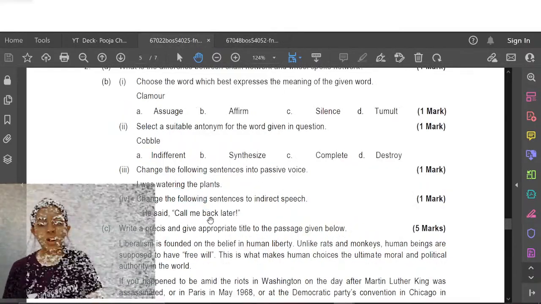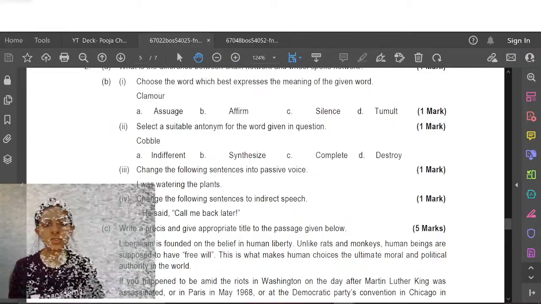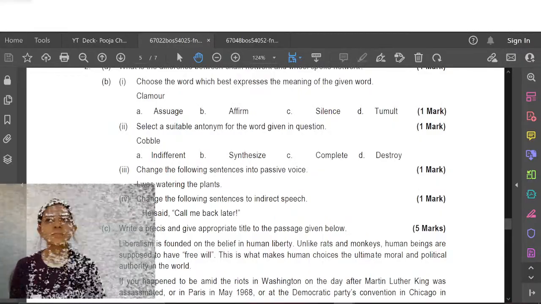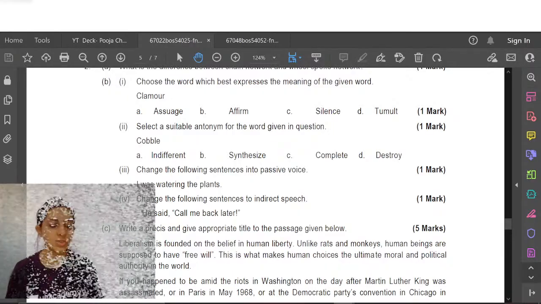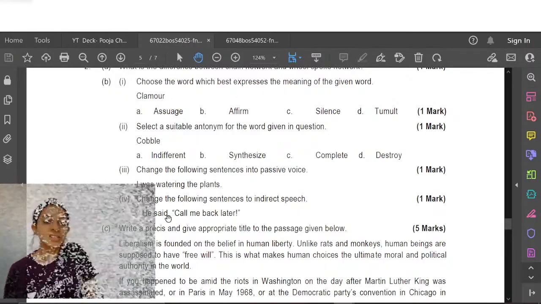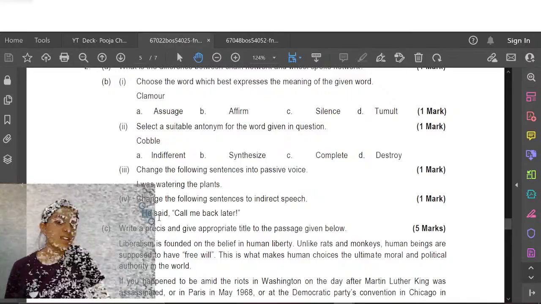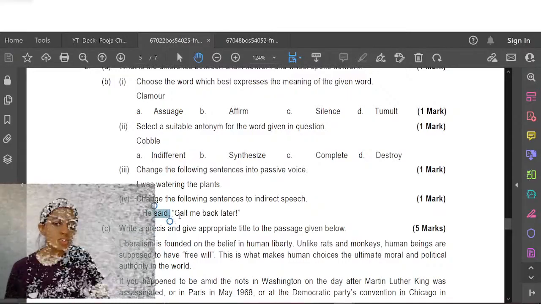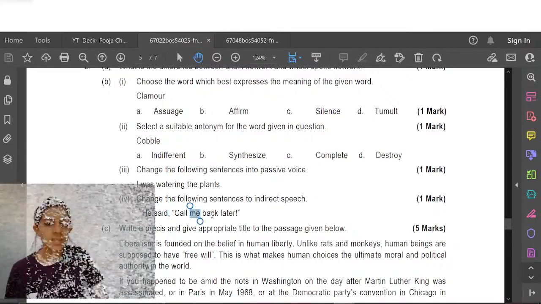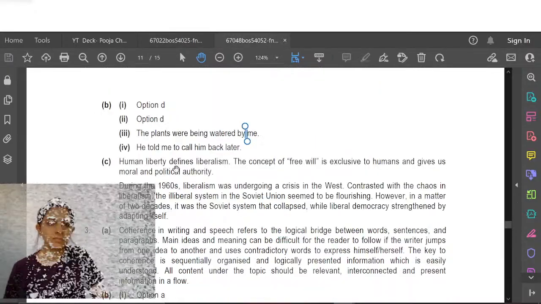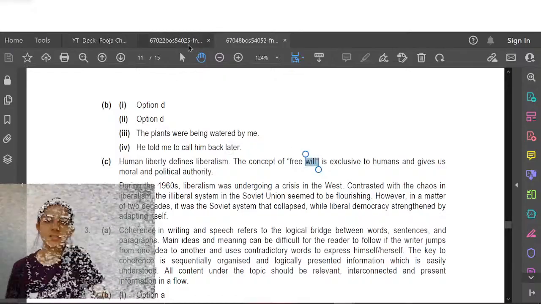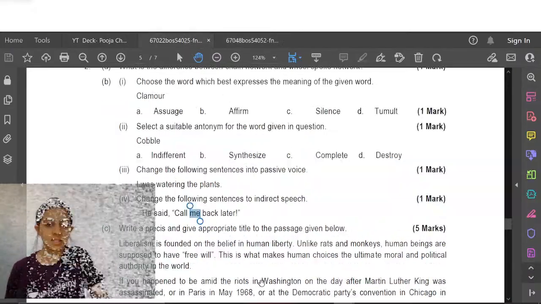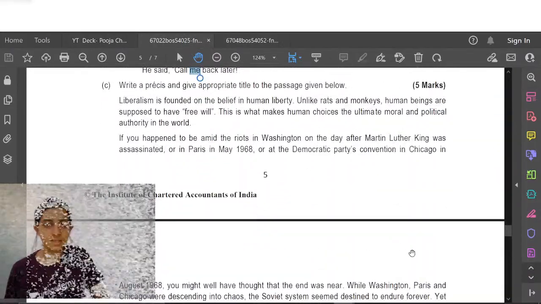He said, call me back later. Now, this is an imperative sentence. When I speak of an imperative sentence, you remember in direct to indirect, you make the imperative sentence into an infinitive. He asked me to call him back later. He told me or asked me to call him back later. See, so easy. Okay. Let's go to the next one, Precis writing.